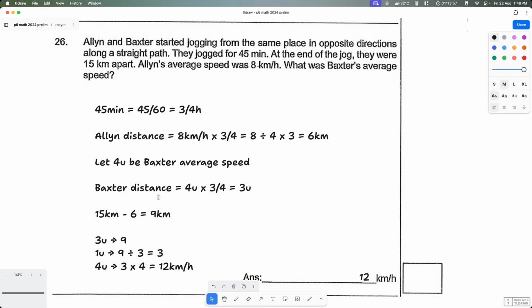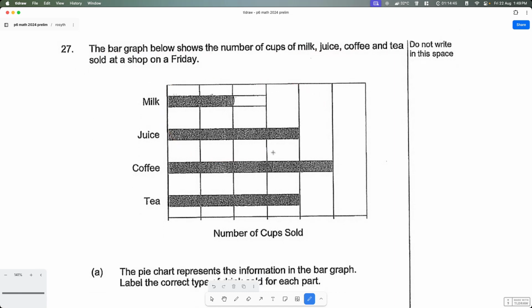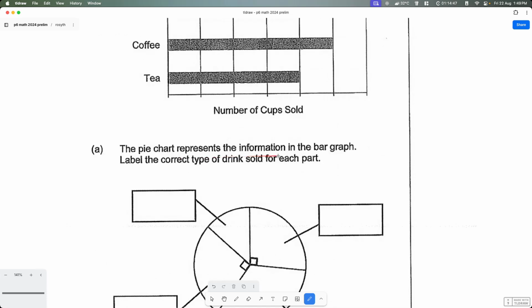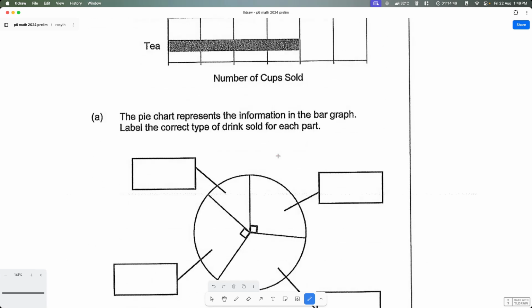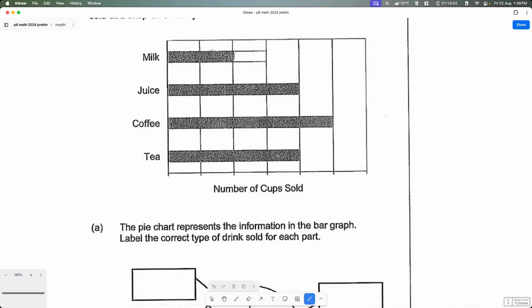Right, next question is 27. The bar graph below shows the number of cups of milk, juice, coffee, and tea sold at a shop on a Friday. The pie charts represent the information in the bar graph. Label the correct type of drinks sold for each part. That's what I see over here.